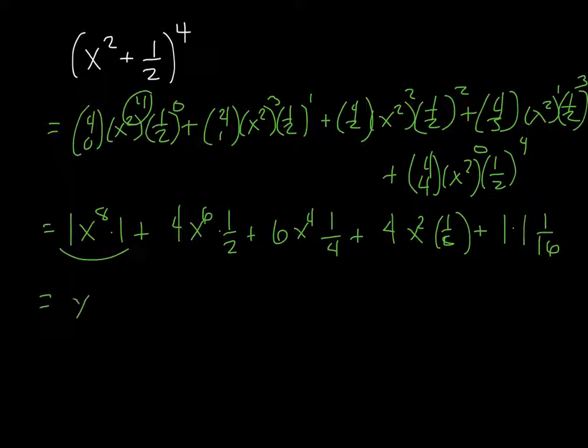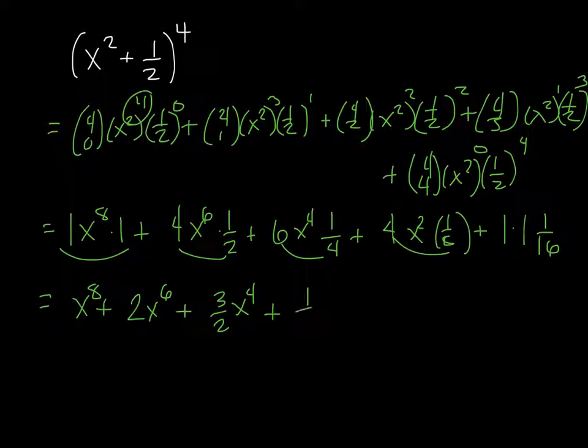Put these together, we get x to the 8th. Plus, put these together, 4 times 1/2 is 2, x to the 6th. These together gives me 3/2, x to the 4th. These together gives me 1/2, x squared. And then we have 1/16 in the last one. And this one actually has 1, 2, 3, 4, 5 terms, like I would expect, because it's going to be one more than that. And so that's expanding.